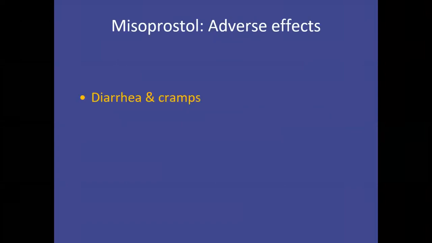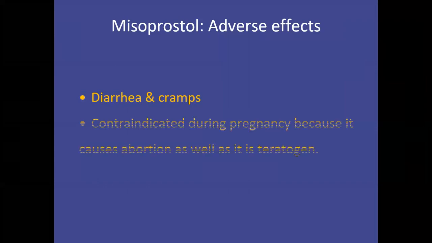Adverse effects: diarrhea and cramps, because it increases the intestinal peristaltic activity. All smooth muscle contractions are enhanced, like in the uterine contractions. Peristaltic activity in the GI is increased, leading to diarrhea and cramps. Contraindicated during pregnancy, because it causes abortion, as well as being a teratogen. During pregnancy it is contraindicated, but during labor it is given to facilitate the delivery.